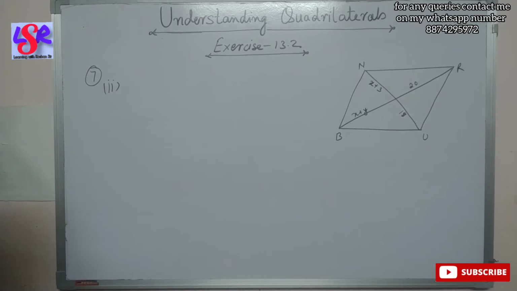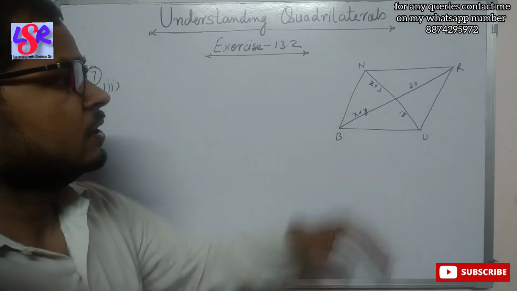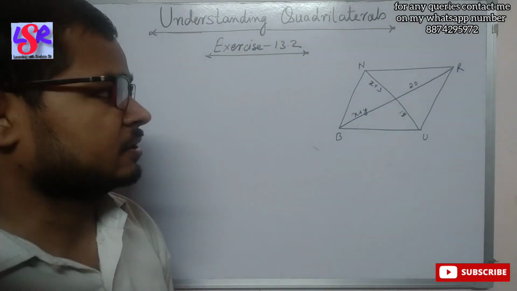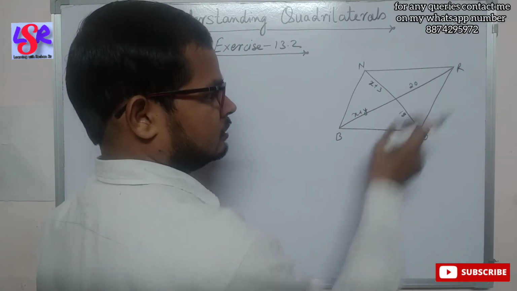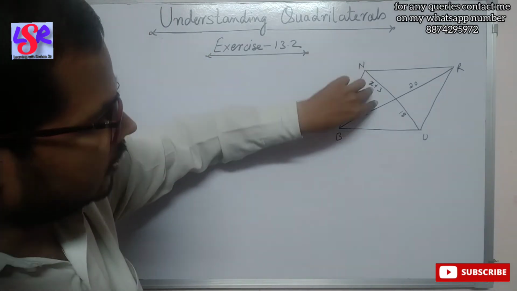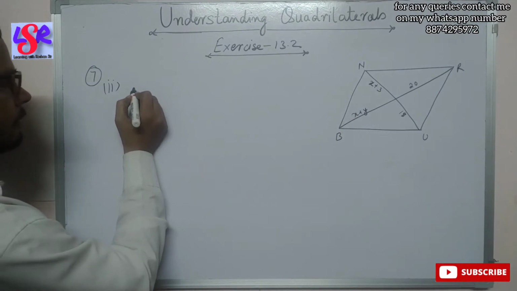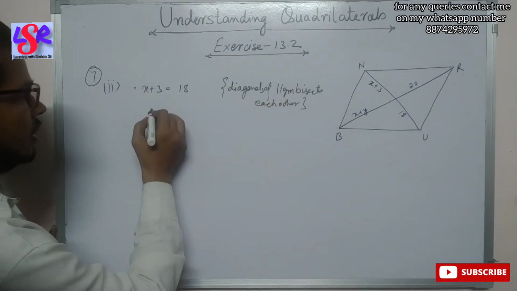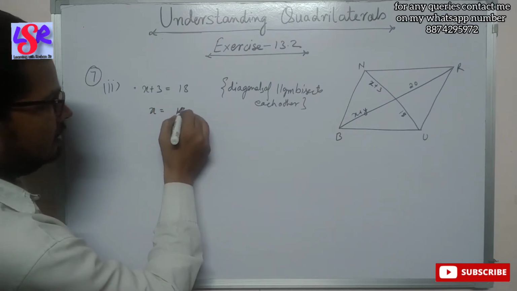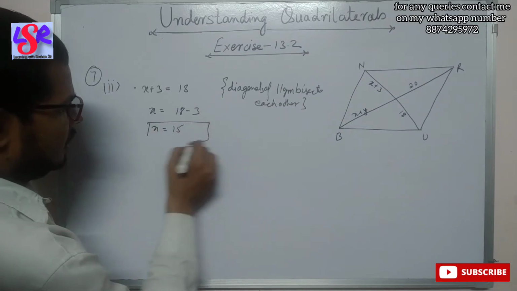Now let's see question number 7, second part. Here again we are having a parallelogram, and as we know the diagonals of the parallelogram bisect each other. This means this portion will be equal to this one and this will be equal to this. So very first of all we can equate x plus 3 by 18, and on doing so we get x plus 3 equals 18 as the diagonals of a parallelogram bisect each other. And on making a transpose, this will be 18 minus 3, that is x equals 15 as answer.